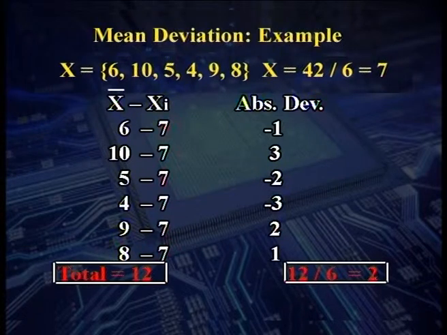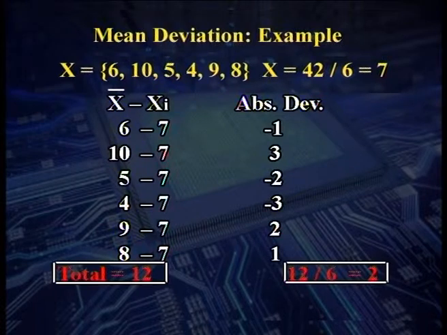If you divide that by 6, because there are 6 observations, you get 2. What is this 2? 2 is the average deviation from the mean. On an average, each of the variables is 2 units away. So this is how we try to interpret this.